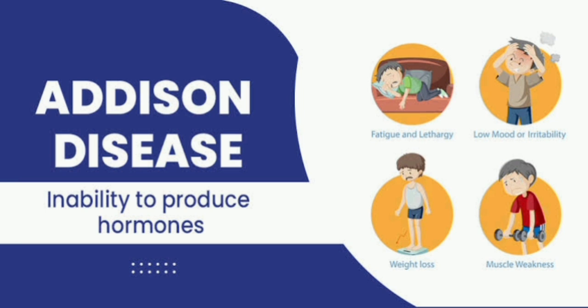Sick day rules. Sick days are mild, moderate and severe. If mild, double the dose of hydrocortisone for 24 to 48 hours. If moderate, double the dose, and if vomiting after 1 hour, start IM injections. If severe illness or collapse, IV hydrocortisone and call an ambulance. So mild, double the dose; moderate, IM injections; and severe, IV hydrocortisone.